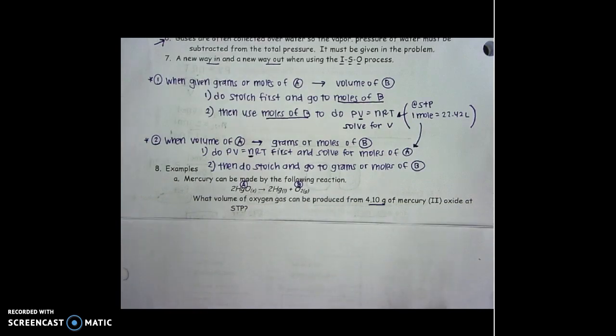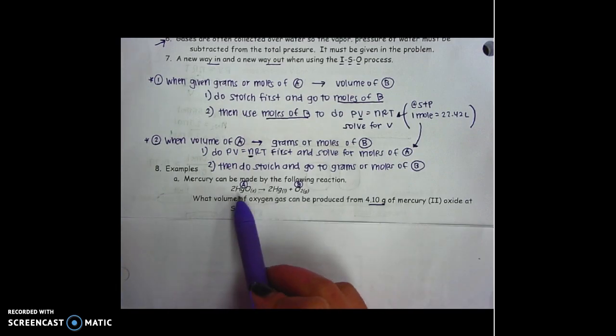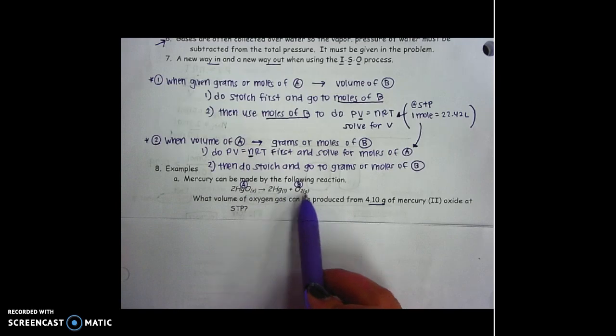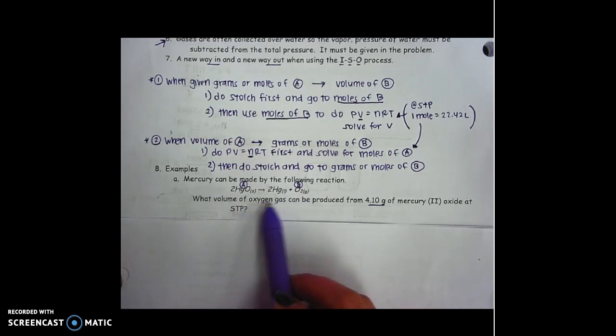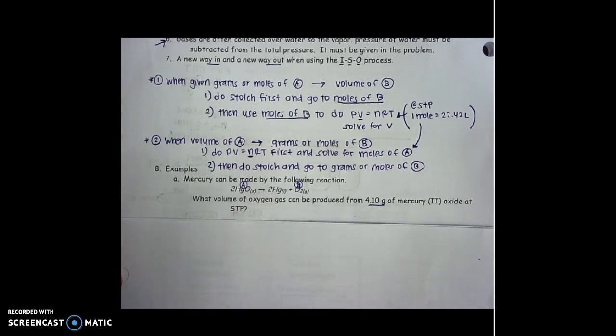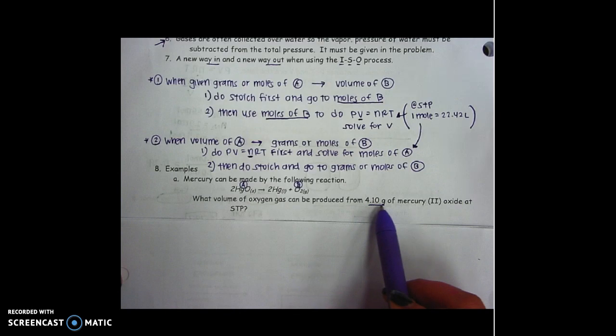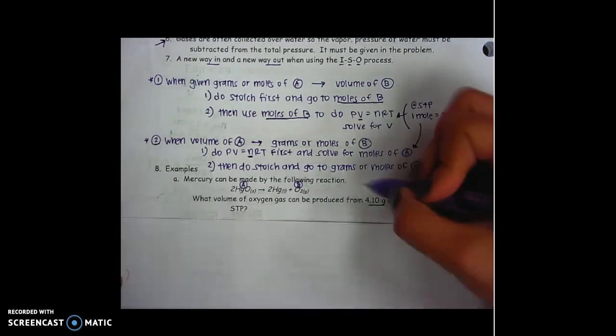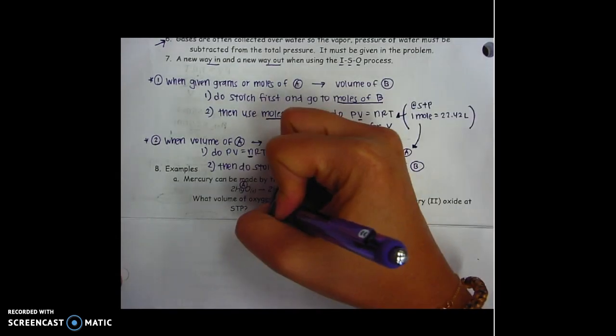It says, mercury can be made by the following reaction. And we have this mercury 2 oxide that's turning into mercury liquid and oxygen gas over here. So it says what volume of oxygen gas can be produced. You can see I set up my oxygen as my B here, and I'm starting off with 4.10 grams of mercury 2 oxide. So this is my A and this is my B right here.